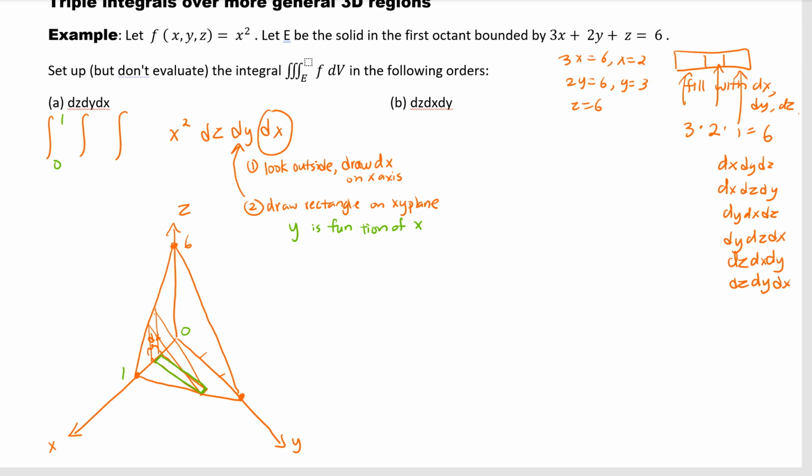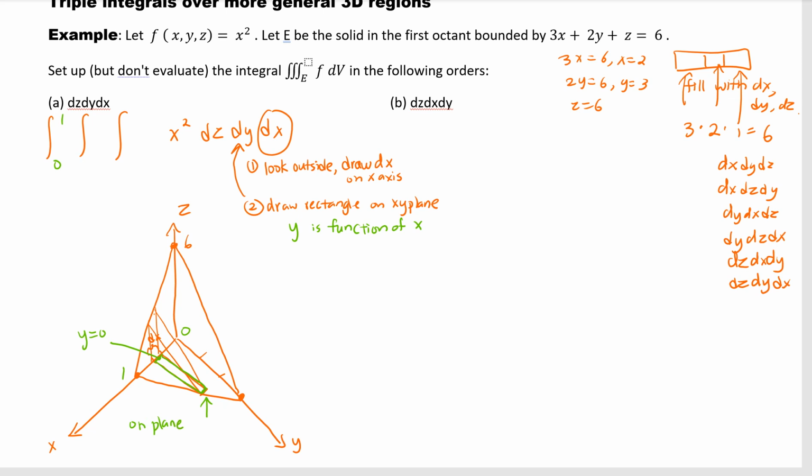Okay, so let's look at this green rectangle. The lower value we have is y equals 0. The upper value is on this line. What is this line? This line is when z is 0, so it's on the plane, but z is 0.